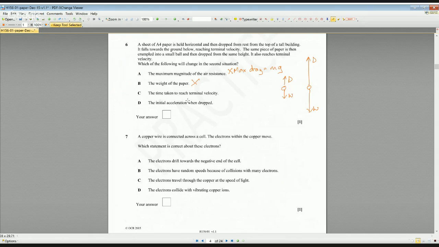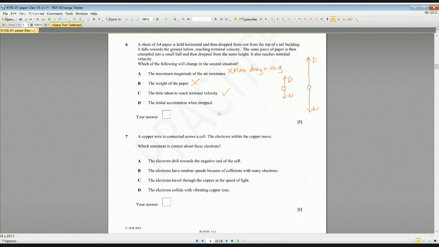Now, in this case, of course, the paper hasn't changed its weight, but it has changed its dimensions. Actually, sorry, that doesn't make sense, does it? The ball that is scrunched up will reach a higher terminal velocity, which means that it will fall for longer before it reaches terminal velocity. So this statement C is correct, if I've not explained that very clearly, perhaps.